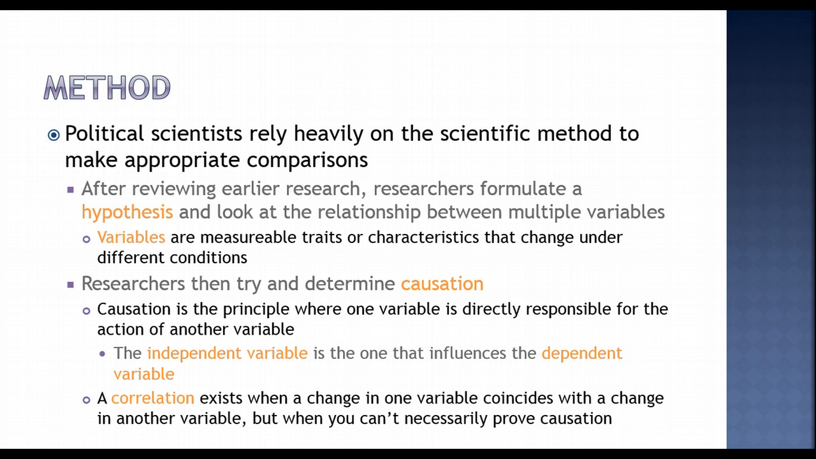All right. Correlation exists when a change in one variable coincides with a change in another variable, but when you can't necessarily prove causation. So let's use this as an example. Say you get promoted to 10th grade. All right, and we talk about reading levels. Just because you move to 10th grade doesn't necessarily mean that you move to a 10th grade reading level. We just look at that because a lot of times there's a correlation between age and reading level, but that doesn't necessarily mean that just because you move to 10th grade that causes you to move to a 10th grade reading level.